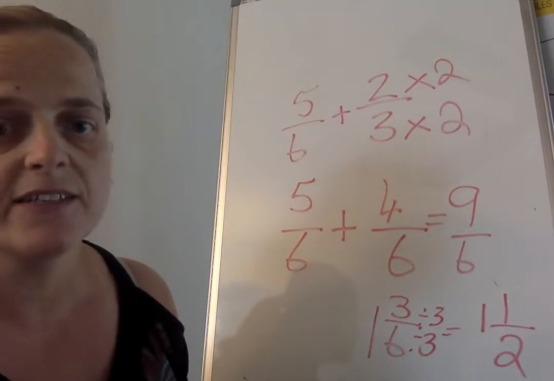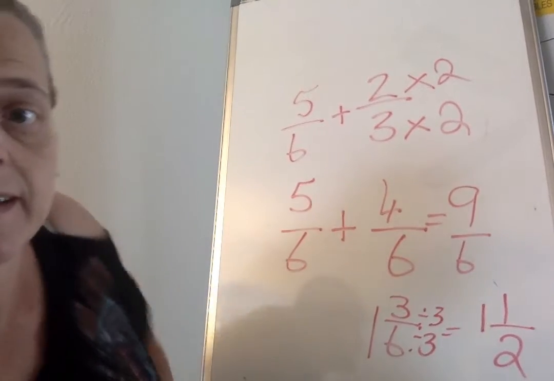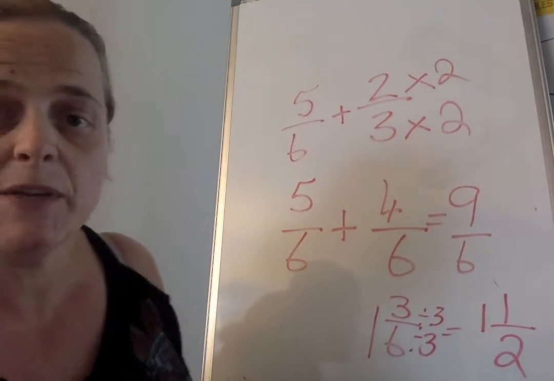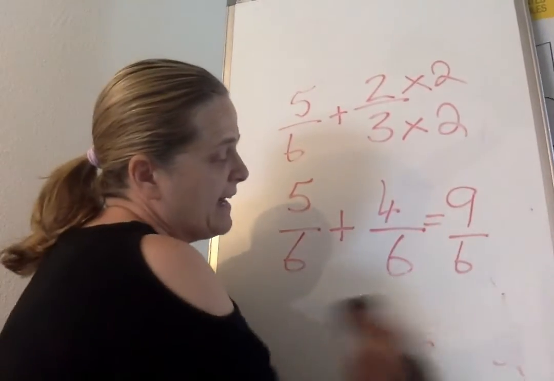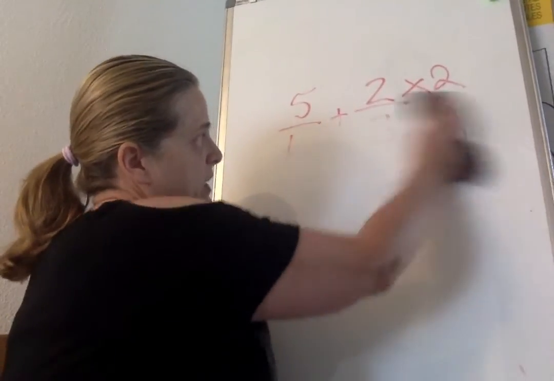So our answer doesn't look at all like over 6, right? So that's when you add and subtract fractions. Adding and subtracting fractions, you have to have the same denominator.